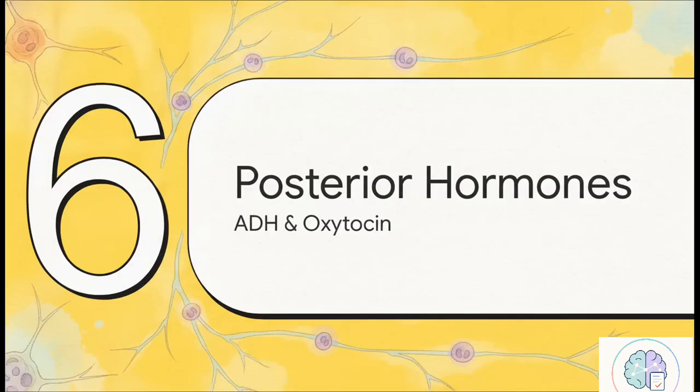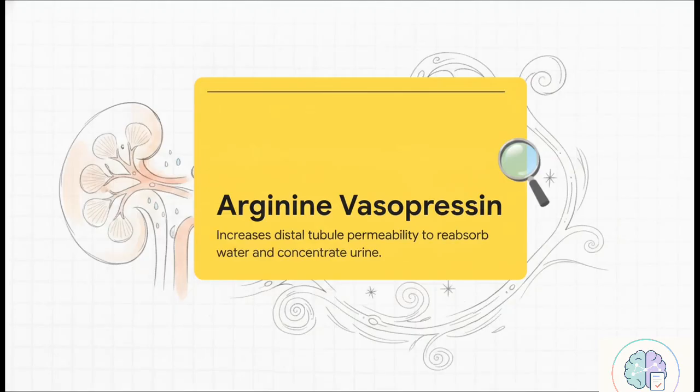Section 6. Posterior hormones, ADH and oxytocin. Finally, we round out our tour by heading back to the neural tissue side of the posterior pituitary. First up here is ADH, also known as arginine vasopressin. This tiny nanopeptide is ridiculously potent. It binds right to the membrane receptors in your kidneys, massively increasing the permeability of the distal renal tubules. Basically, it rescues and reabsorbs water back into your body to dilute your blood and concentrate your urine.